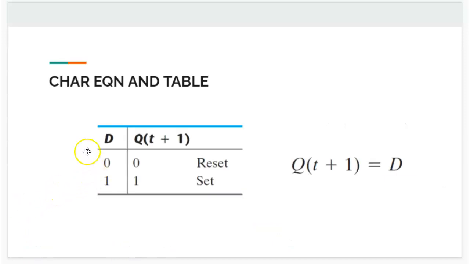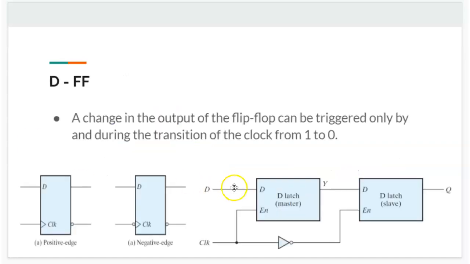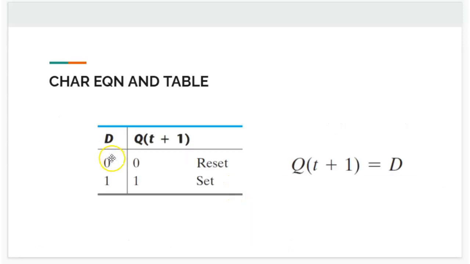And this is actually the characteristic equation of the flip-flop. Every flip-flop has a characteristic equation. The flip-flop is actually a state machine, because it has some way of storing state. So every state machine has a state equation or table. This is the characteristic equation, where the next state of a flip-flop is given with the present input of the D line. So if D is 0, then next state becomes 0, which is called reset, and if D is 1, next state becomes 1, called set.